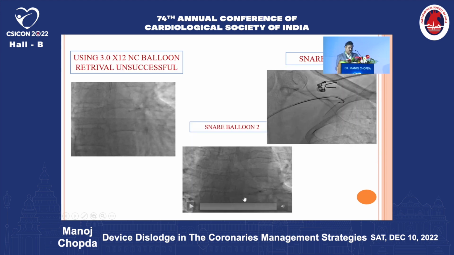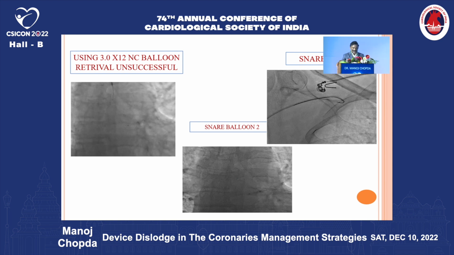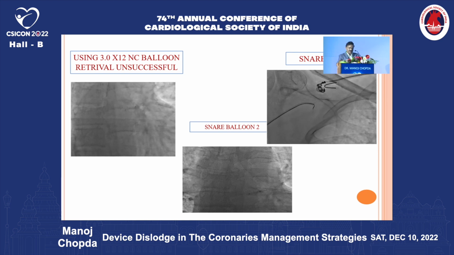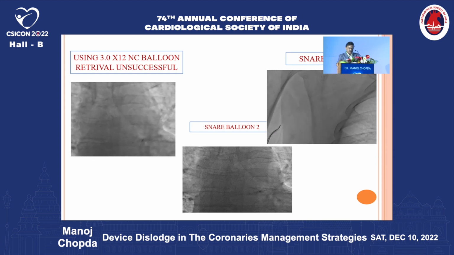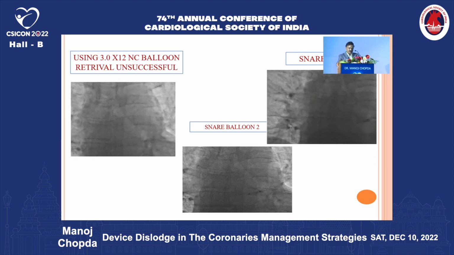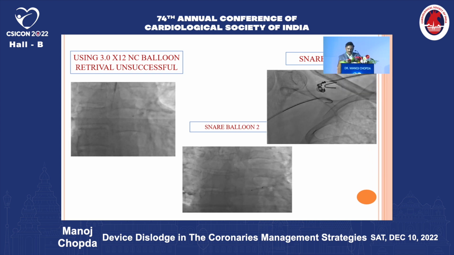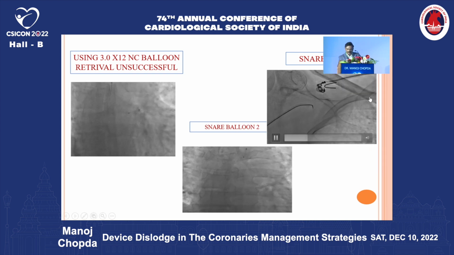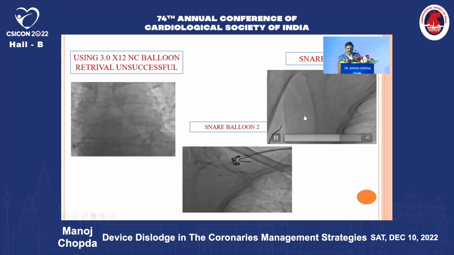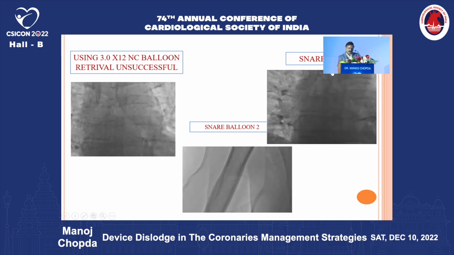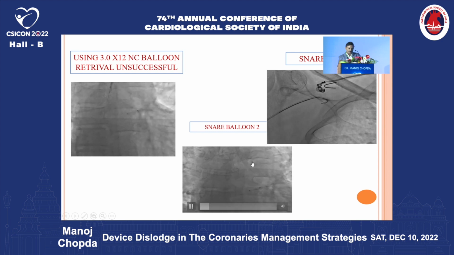We tried to locate where the fragment was and whether we could catch it with a 3 by 12 balloon inflated in the catheter. We tried that, but we couldn't catch it properly. When we checked again, the broken balloon fragment was seen in the subclavian, and there we took a snare and caught the fragmented balloon shaft, and with that we could remove the balloon properly.